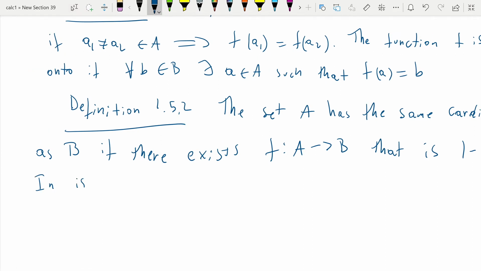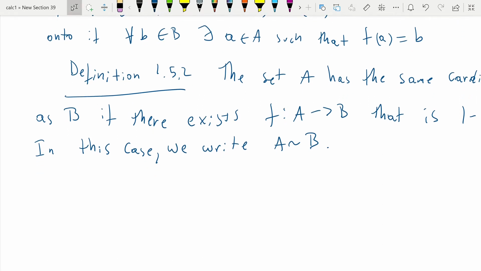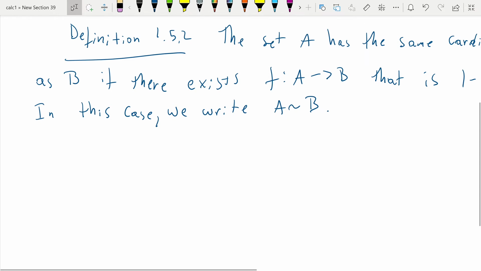So, as I said, this establishes an equivalence relation. In this case we write A, B: A is related to B. And so now we can go over some examples to see that.